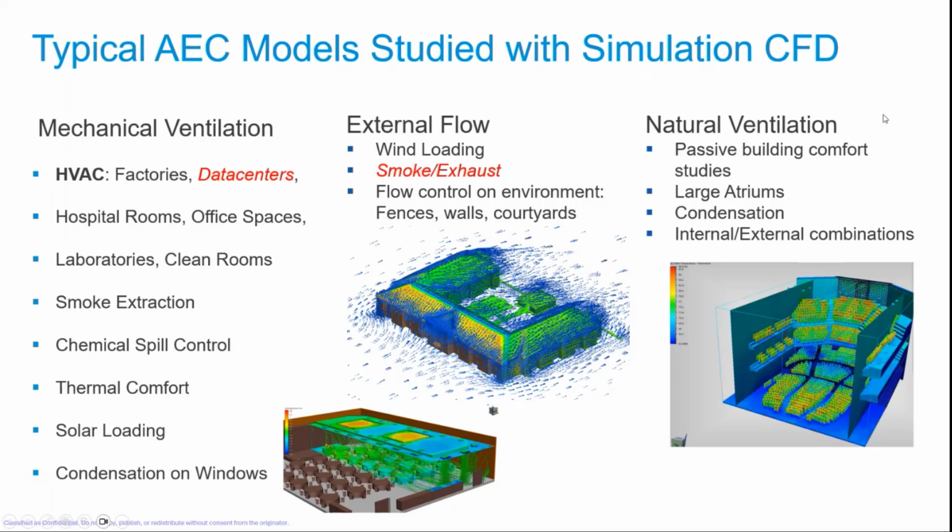And natural ventilation is for passive building comfort studies, large atriums, condensation, and internal-external combination. You can see that in the atrium, there are a lot of seats. When you're doing the ventilation, you should get everyone thermal comfort. Otherwise, some areas are hot, some areas are cold. Too hot and too cold is not good in our design, right? So we would like to make an average level of cooling for everyone in the atrium.